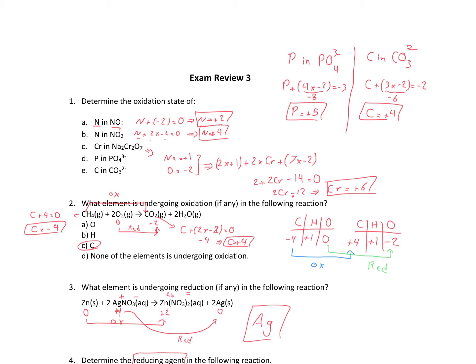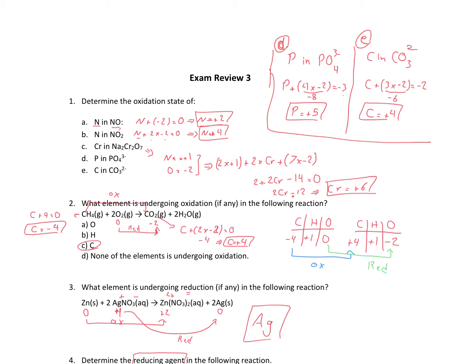As I said, I write parts D and E up in here. So that's D, and this is E. So P in PO4 3-. In a polyatomic ion, the sum of the oxidation states equals the charge of the polyatomic ion. So P plus 4 oxygen, and oxygen is -2, so 4 times -2 is -8, equal to the charge, which is -3. So the oxidation state of phosphorus should be +5.